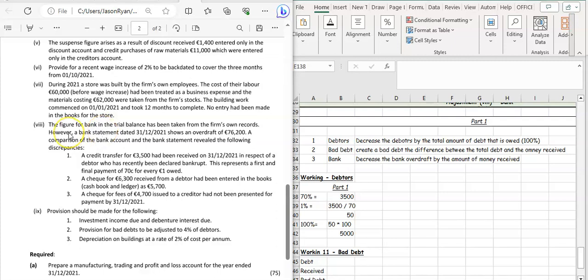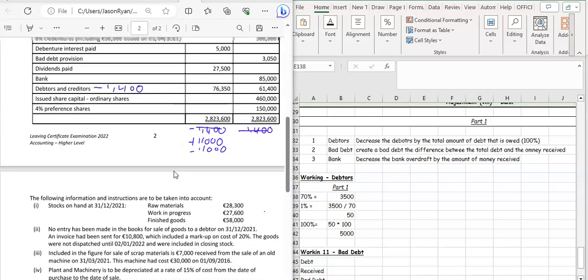Let's have a look at the bank overdraft for McGuigan 2022 company account. So the first part says a credit transfer of 3,500 has been received at the 31st of 12th 2021 in respect of a debtor who had recently been declared bankrupt. This represents a first and final payment of 70 cents for every €1 owed.